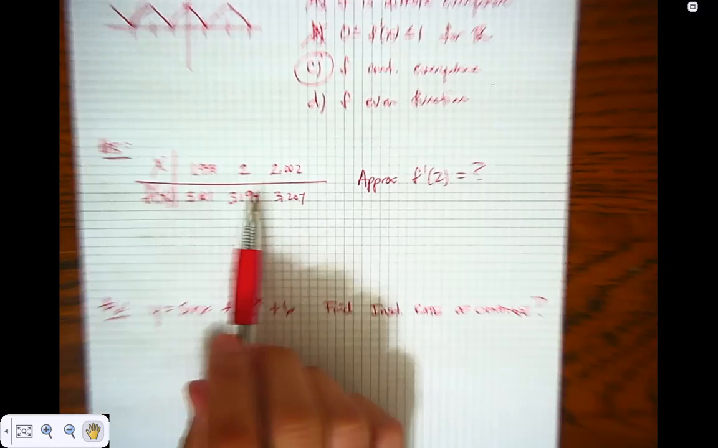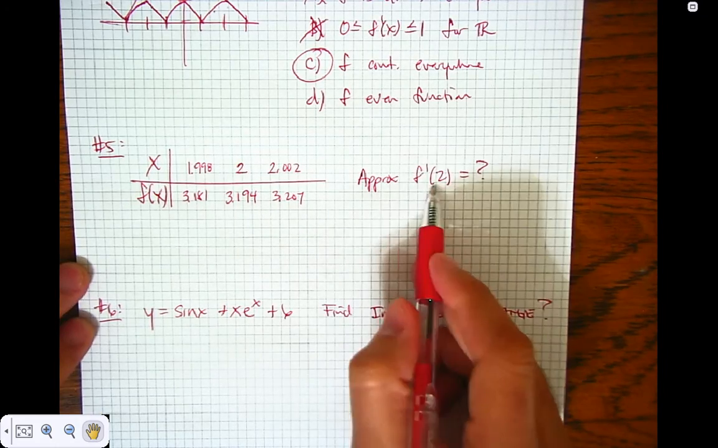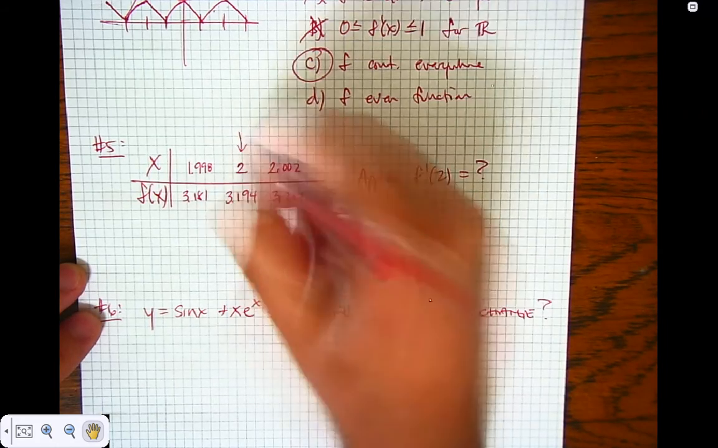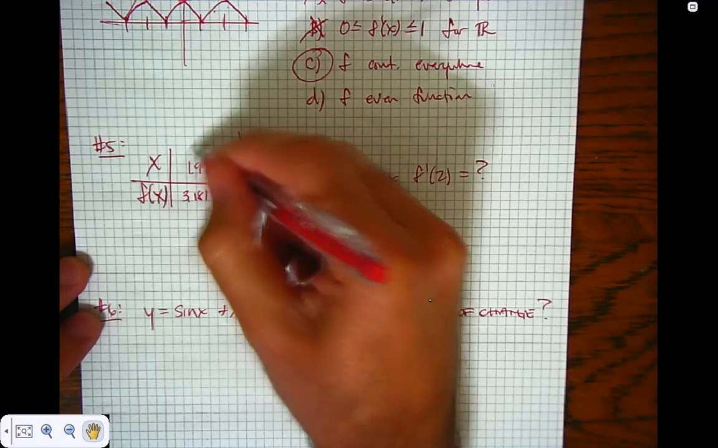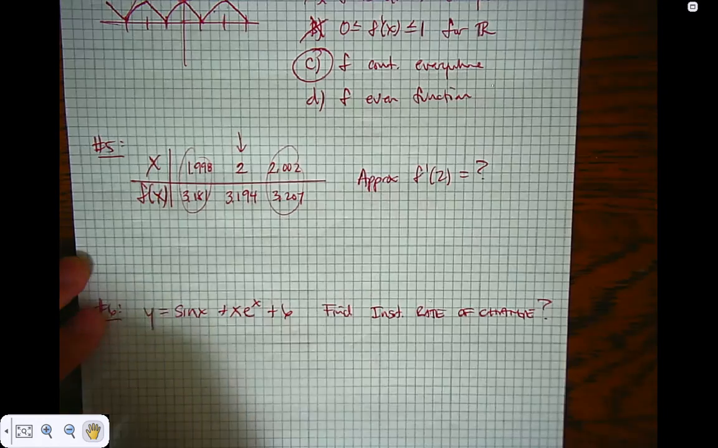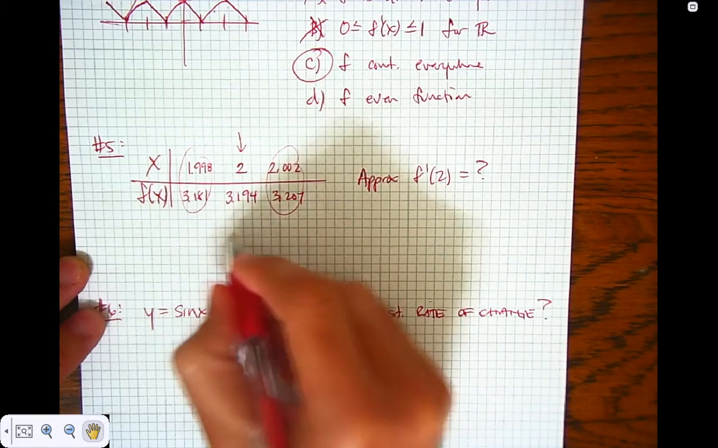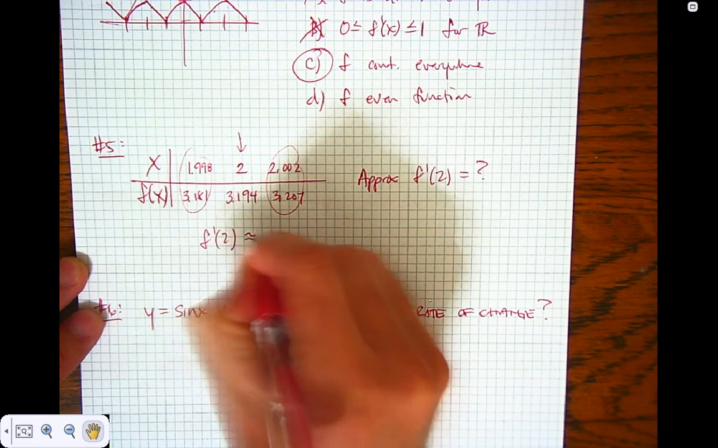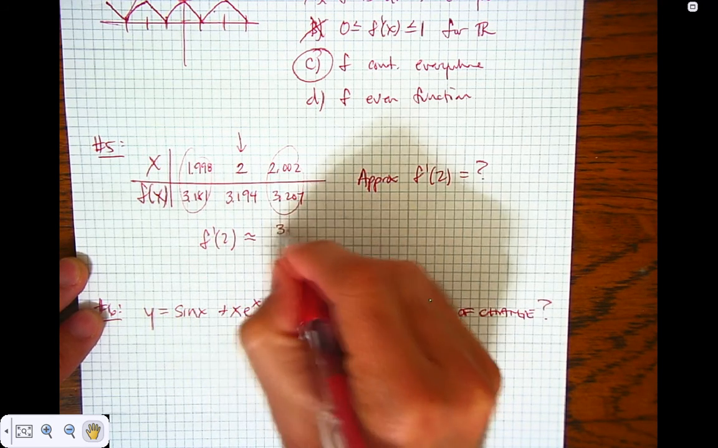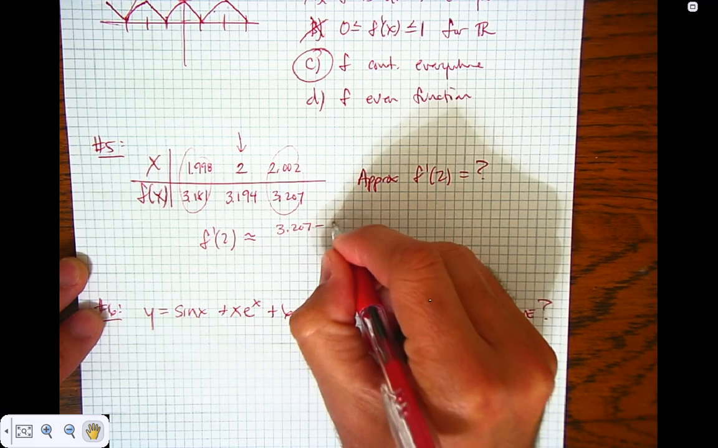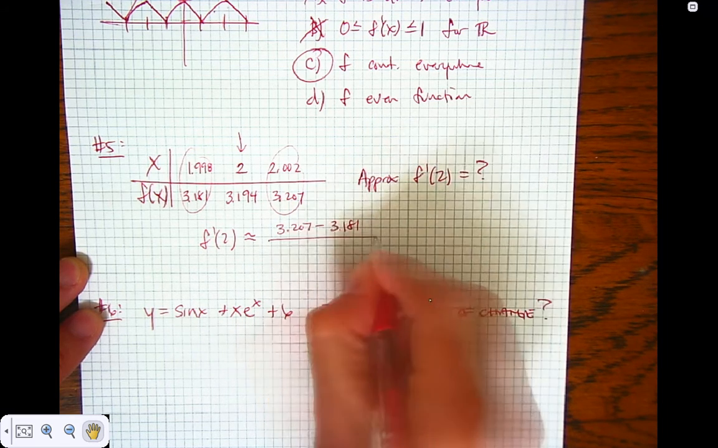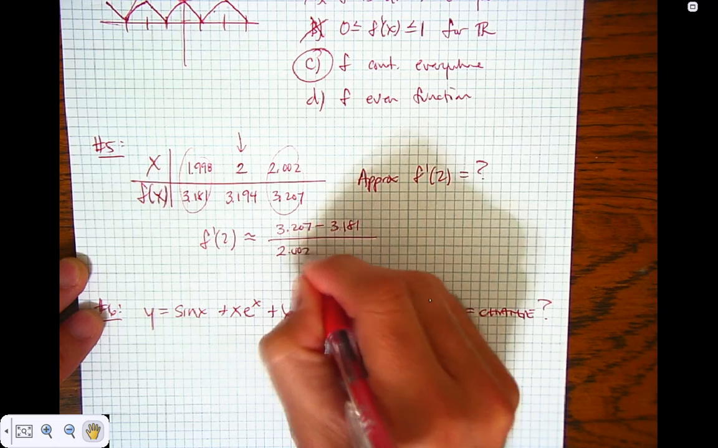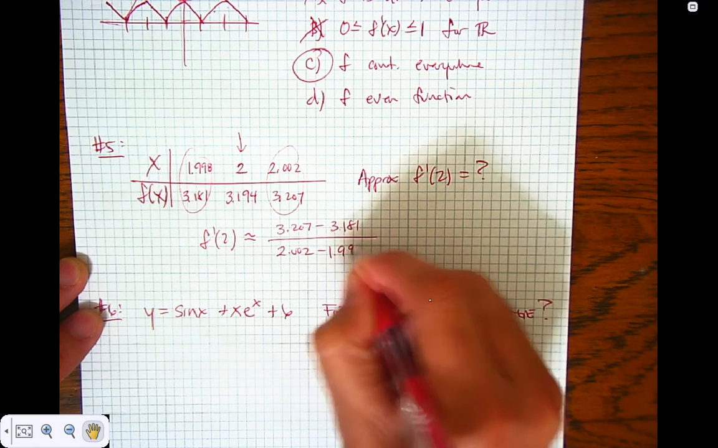We talked about a table of values. It wants you to approximate the derivative here. Okay, how are we going to do that? We're going to use the 2 points that are surrounding it, right? We're going to flank it. And so then the derivative, f prime at 2, would be approximately y2, 3.207, minus 3.181 over x2 minus x1.